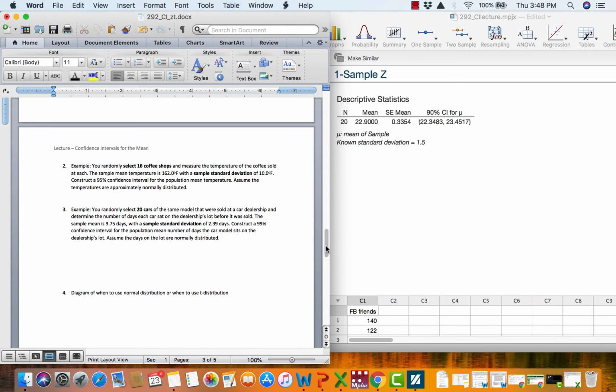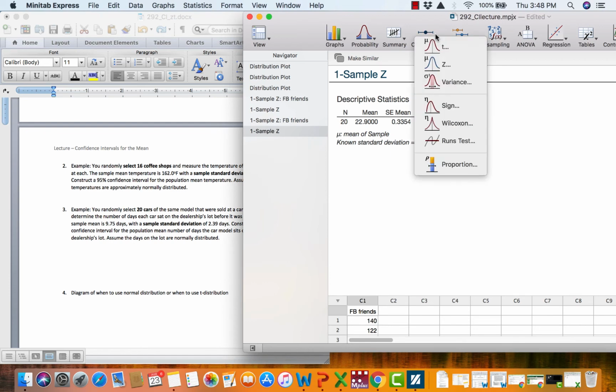All right, first example here. You randomly select 16 coffee shops and measure the temperature of the coffee sold at each. The sample mean temperature is 162 degrees Fahrenheit with a sample standard deviation of 10 degrees Fahrenheit. Construct a 95% confidence interval for the population mean temperature. Assume the temperatures are approximately normally distributed. All right, so this is going to be a t-based confidence interval. So we're going to go into one sample t.